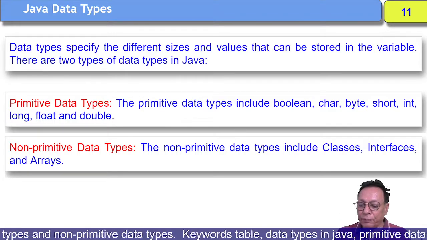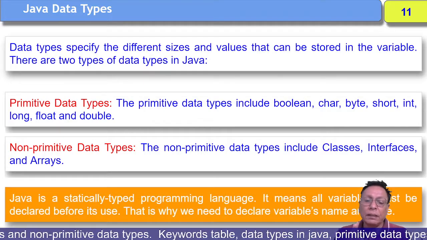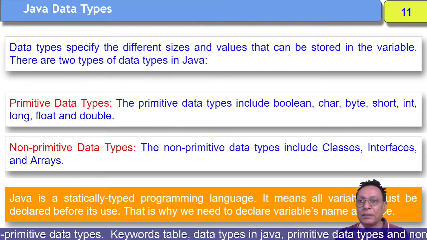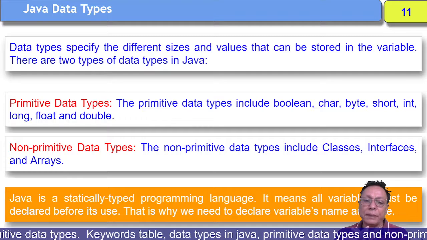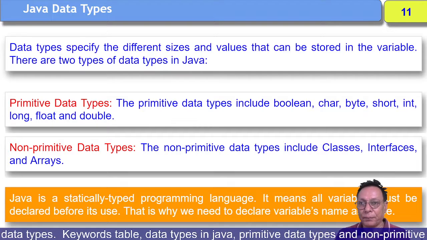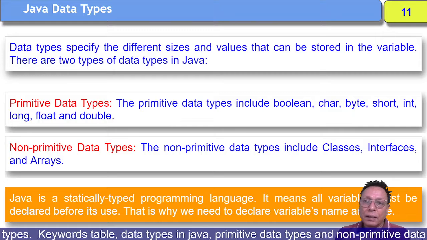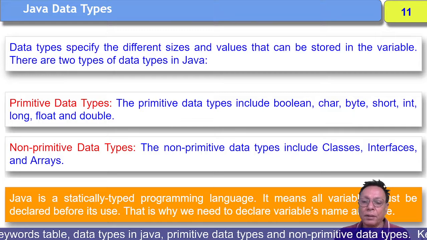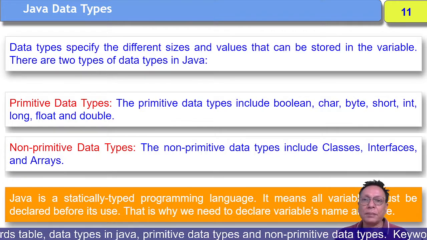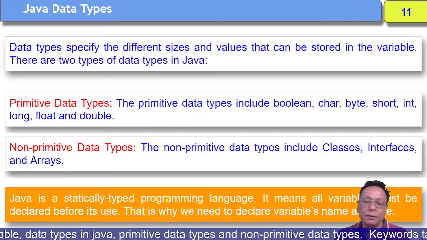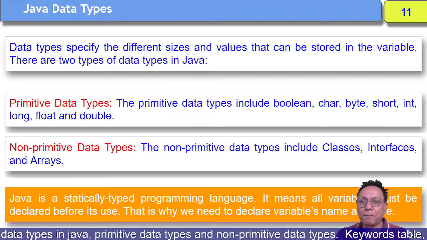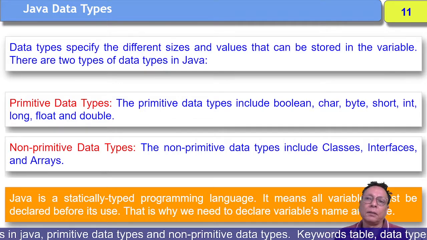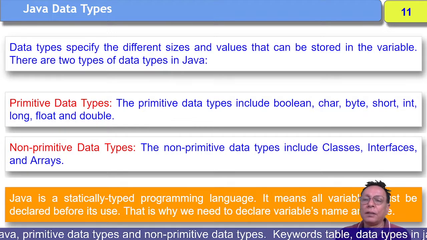And one most important thing which you should remember is that Java is a statically typed programming language. It means all the variables must be declared before their use. Otherwise, the compiler will generate the error, undefined variable. And that is why we need to declare variable names and their corresponding types. So this line, which is in color, should be remembered while creating the program.